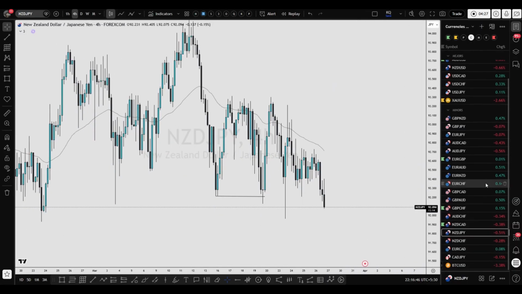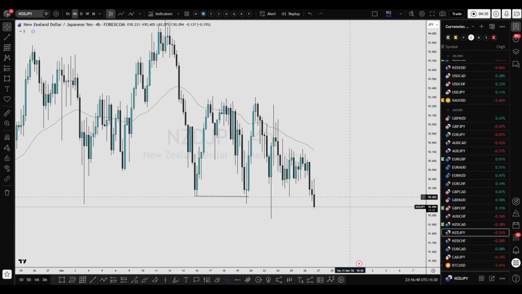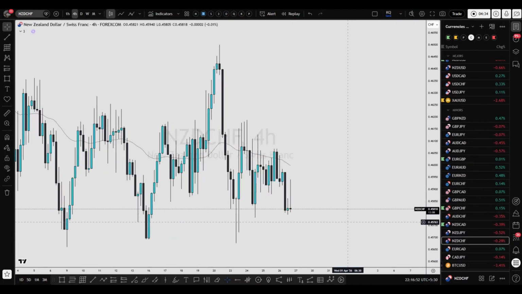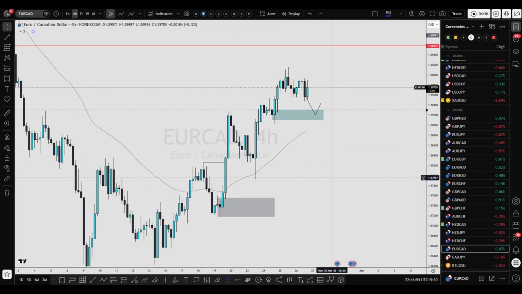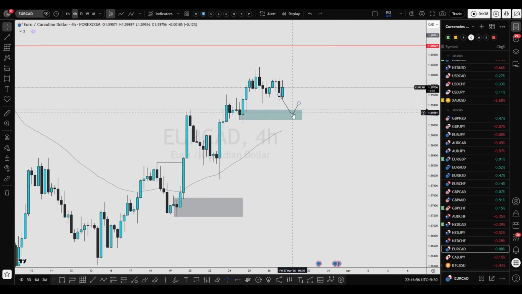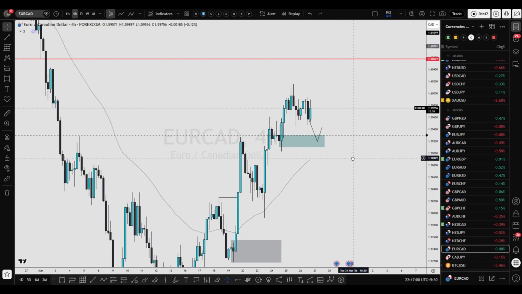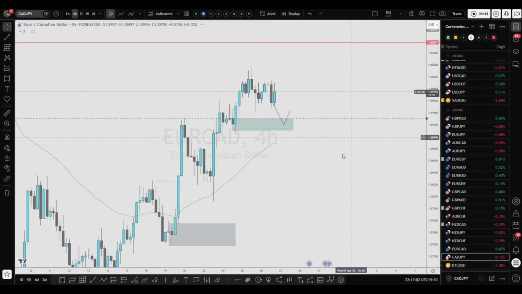NZD JPY, it's clearly dropping towards downside. There is nothing clean right now. NZD CHF, a skip. Euro CAD, I'm waiting for a deeper correction downside, then I can start looking for longs. I have my alerts on this level.